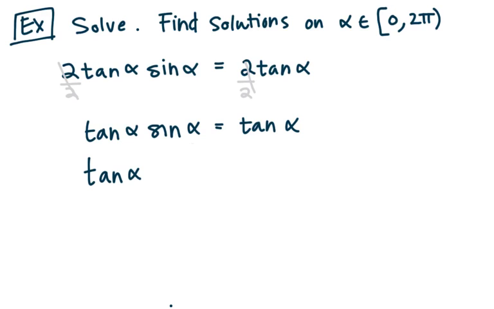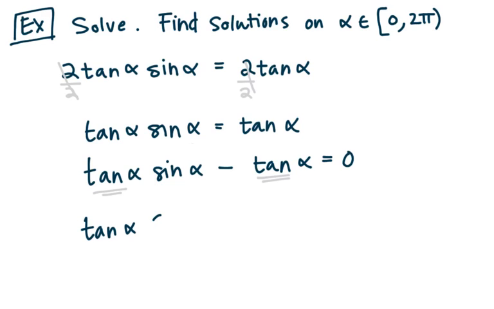So what I'm going to do is bring both terms onto the same side of the equation and set it equal to 0. At this point, I can see I have a GCF, and I'm going to factor that GCF. I'm not going to divide by tangent alpha and cancel it out, because that's going to potentially cancel out some of my answers. So if I factor my GCF, that leaves me with tangent alpha times sine alpha minus 1 equal to 0.